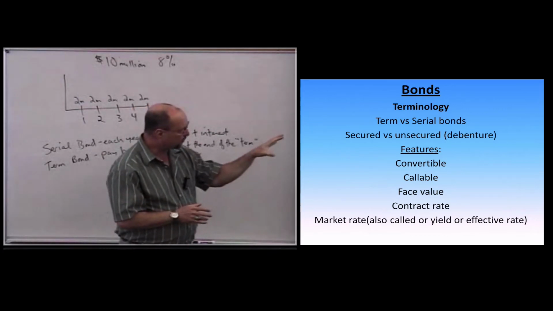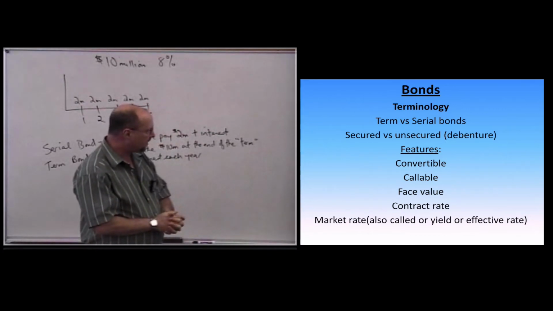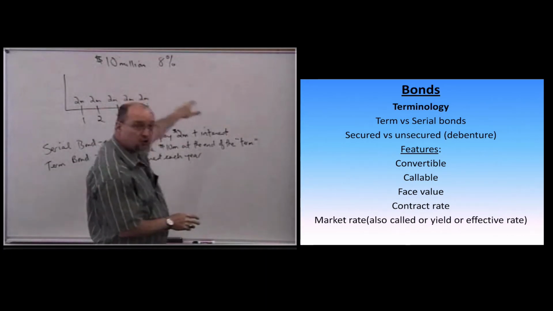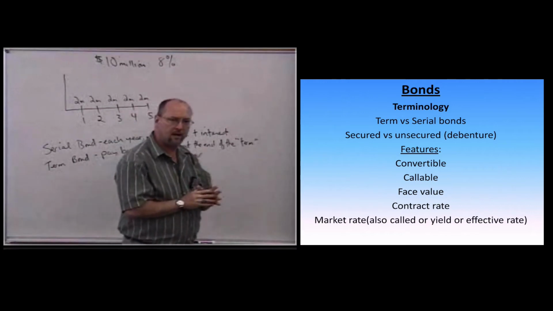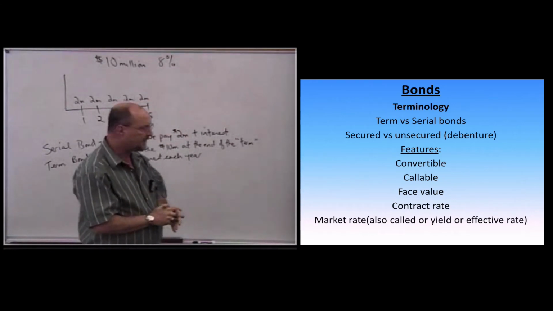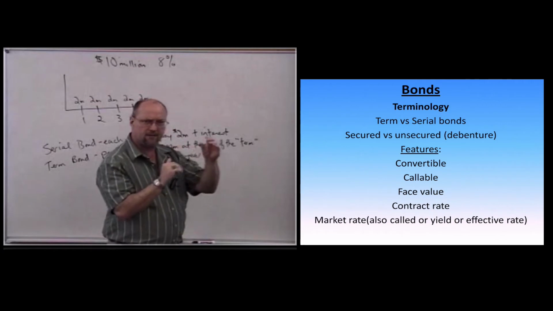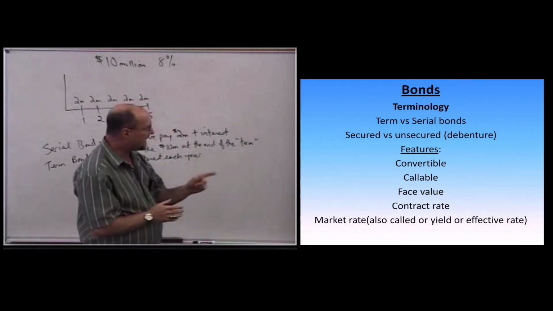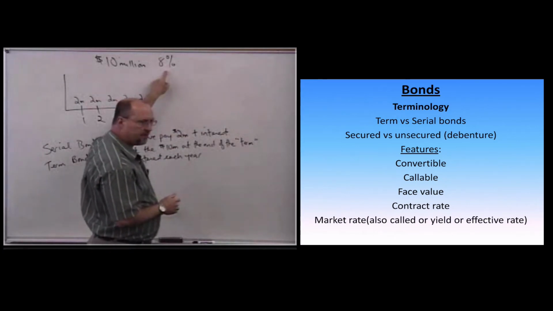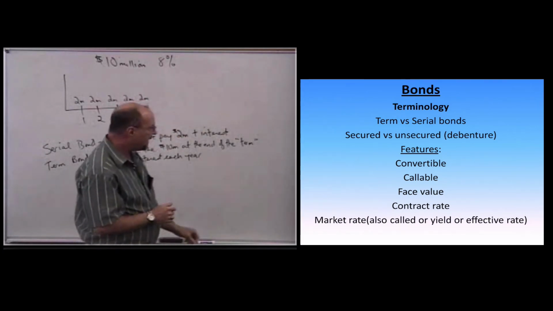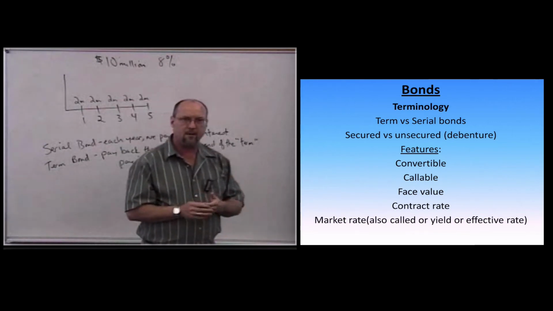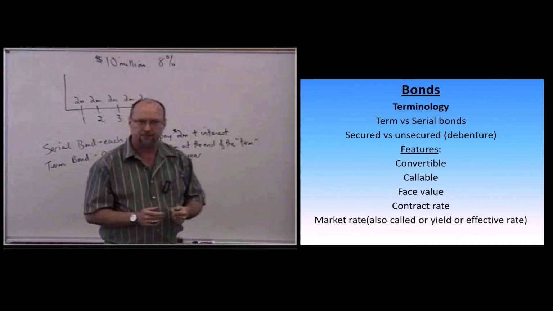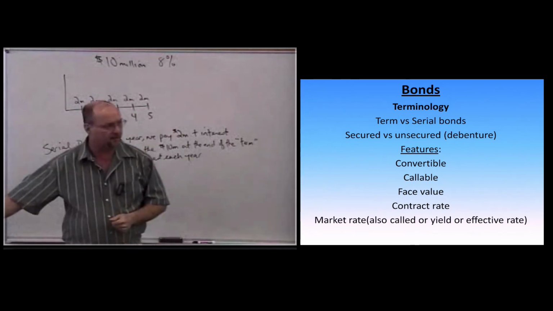And then we have a couple other terms that we need to be familiar with. We have the face value of the bond. In this case, our example is $10 million in total. Each individual bond, and I have an example of a bond I'm going to show you momentarily, will have a face value of usually $1,000, could be $5,000, $10,000. It'll have a contract rate, which is the rate of interest we're going to pay on the principal, and then we have to factor in the market rate, which is more commonly called the yield, or sometimes called the effective rate. Okay, let's talk more about that.